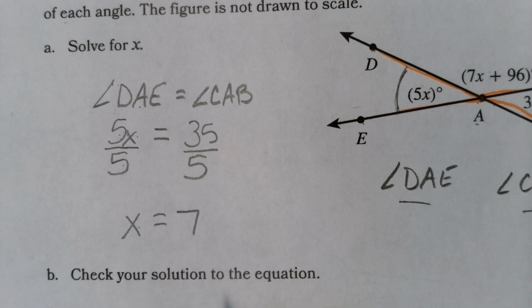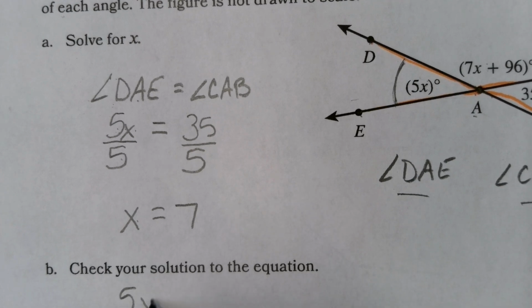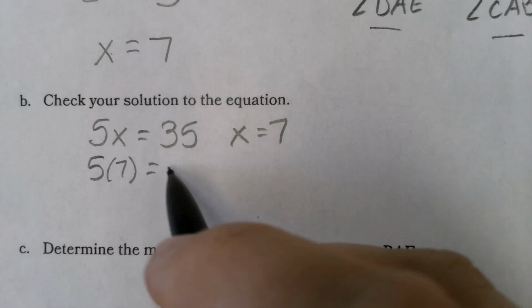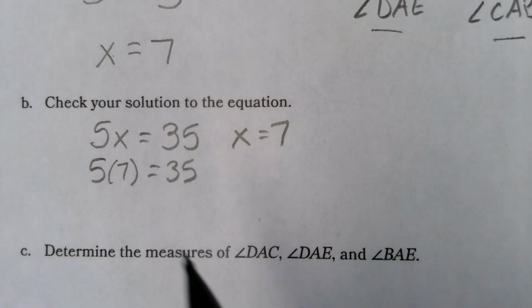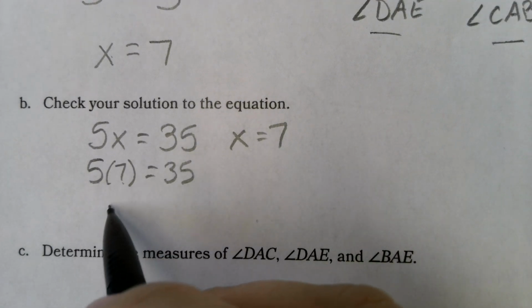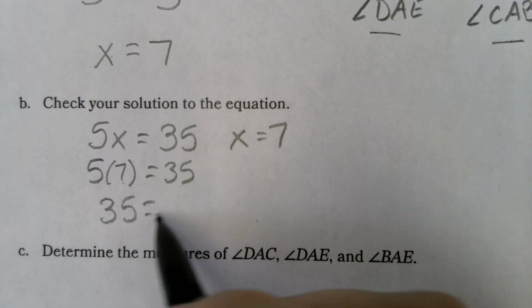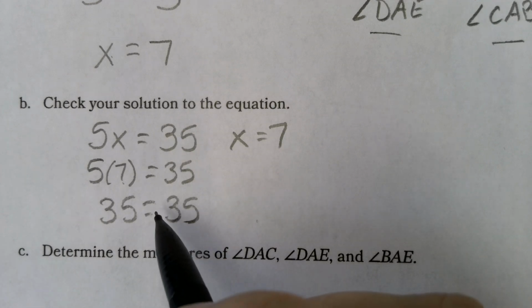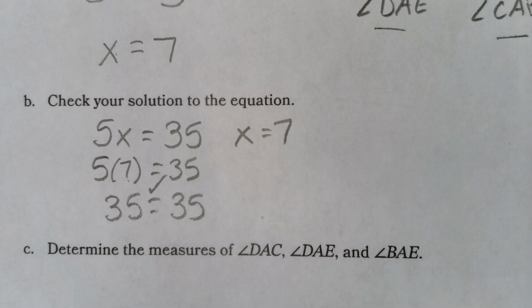Part B says check the solution. Again, that's when we're just going to use our equation. We're going to use our solution, and we're going to replace x with our solution to determine if we have the correct answer. 5 times 7 is 35. And this makes a true statement. So we do, in fact, have the correct solution.